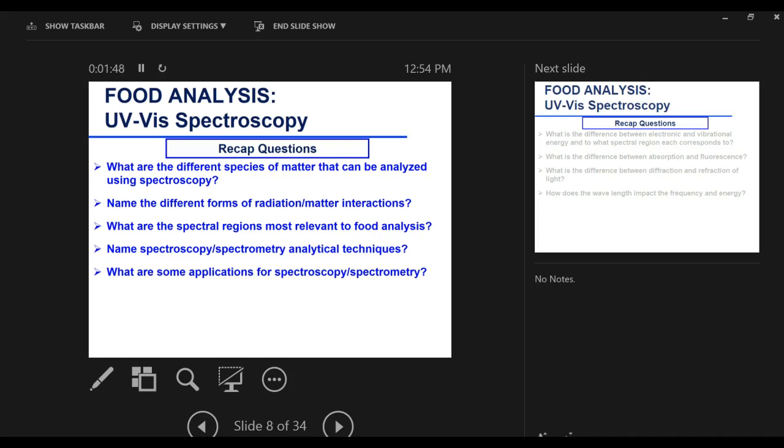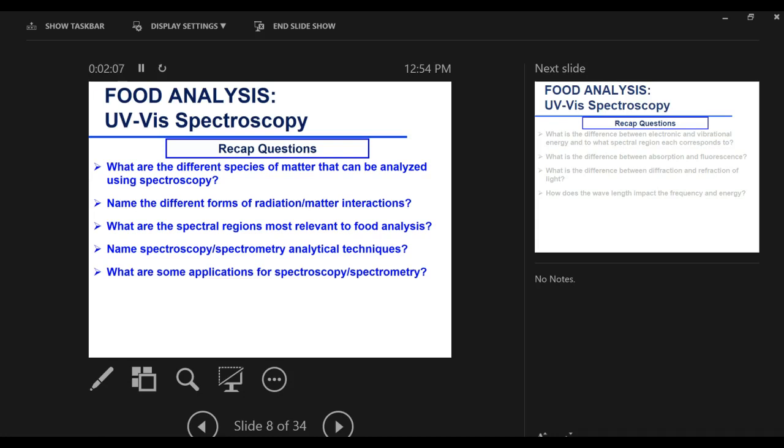What are the spectral regions most relevant to food analysis? Laura? UV and visible, and there's another one that is very important. We haven't learned about it yet. IR.